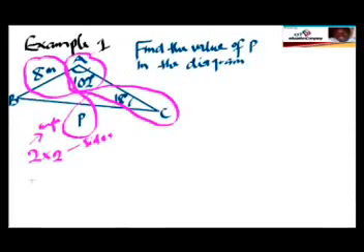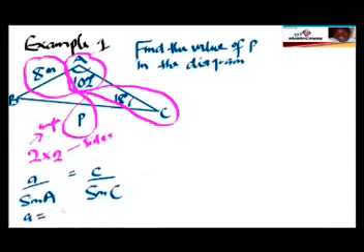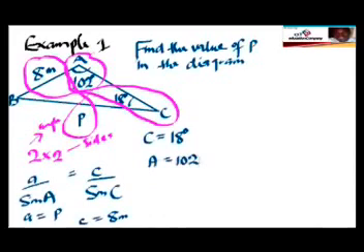We're using A and C. We have a over sine big A is equal to c over sine big C. From what we have here, small a is given as P. That's what we're looking for. Small c is 8 meters. Big C is 18 degrees, and capital A is 102 degrees.